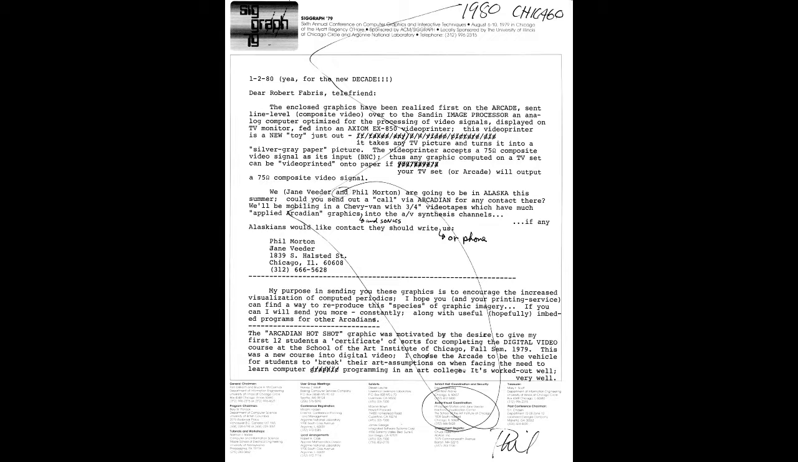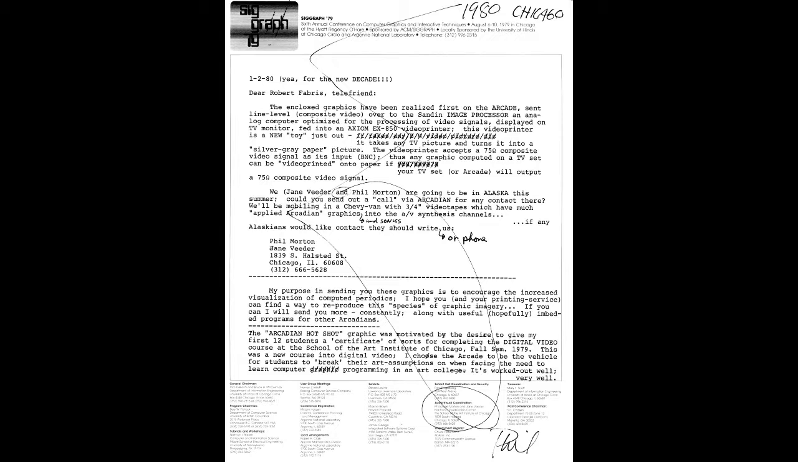As you can see here, it says, the enclosed graphics have been realized first on the arcade, so they're talking about the Bally Arcade, the Astrocade here, sent line level via composite video over the Sandin image processor, an analog computer optimized for the processing of video signals, displayed on the TV monitor, fed into an AXIOM EX-850 video printer. And this video printer is a new toy just out. It takes any TV picture and turns it into a silver gray paper picture.